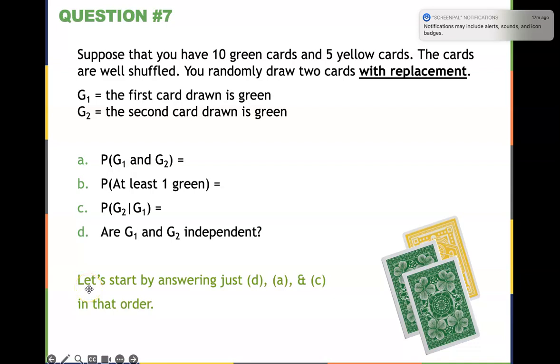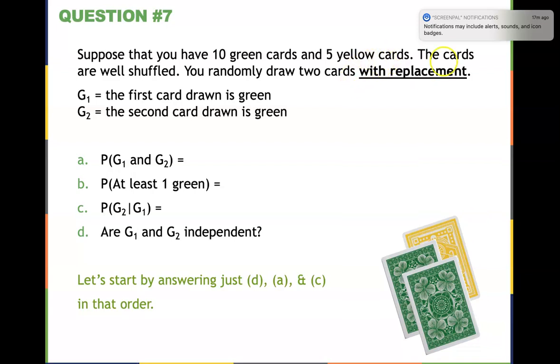Continuing now with question number 7, we're going to be dealing with the scenario of cards that are drawn and we are putting them back after we draw them. This is called with replacement. So you randomly draw 2 cards with replacement means that after you have shuffled together these cards and you've drawn the first one, then you're going to put that card back, shuffle again, and then draw the second one.